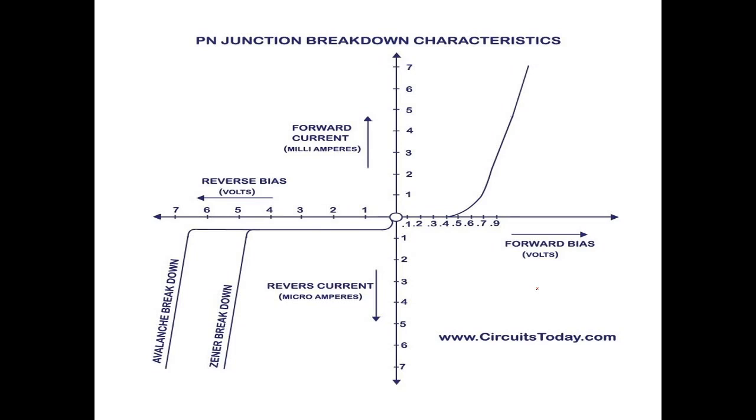So if you observe, this is the main difference: Zener breakdown occurs earlier. Due to the higher doping concentration, breakdown voltages will be less. For that reason, Zener diode breakdown comes before the avalanche breakdown.